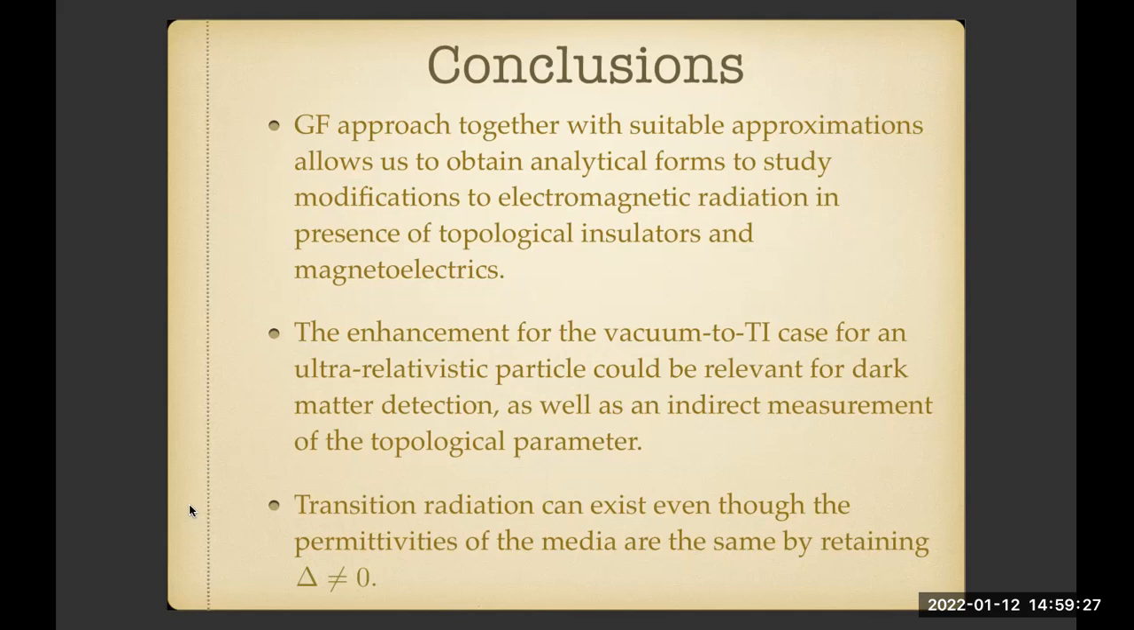And it would also offer an indirect measurement for this topological parameter. That's also a desire of the community, but unfortunately, these results only offer another indirect measurement of this topological parameter. The community would like to measure this topological parameter directly in a clean way. We tried to do that, but it's only an indirect measure of it. Another conclusion is that we have found that transition radiation can exist even though the permittivities of the media are the same, but only by retaining that one of both media has a topological parameter different from 0.